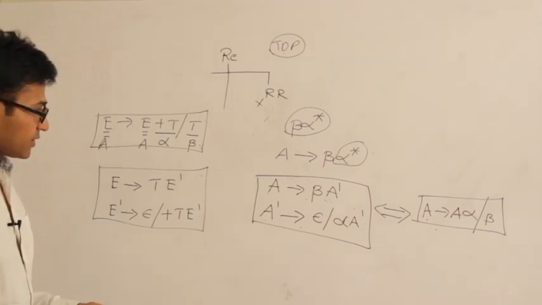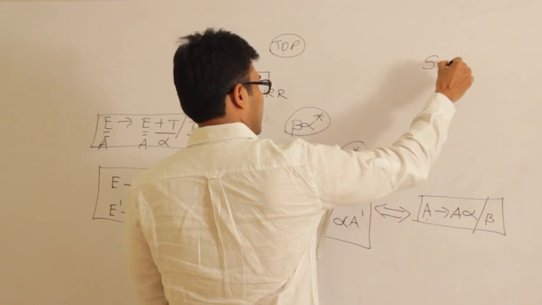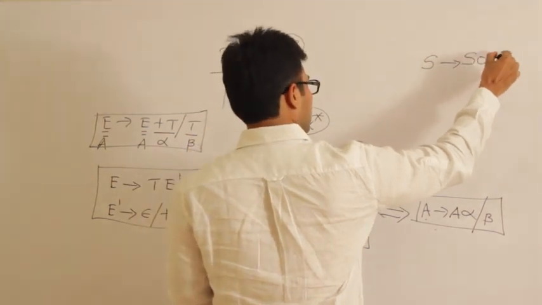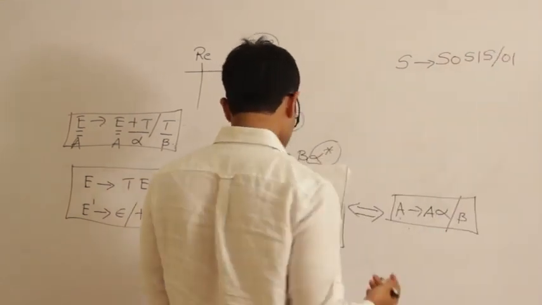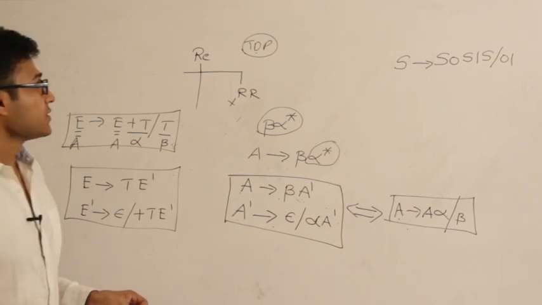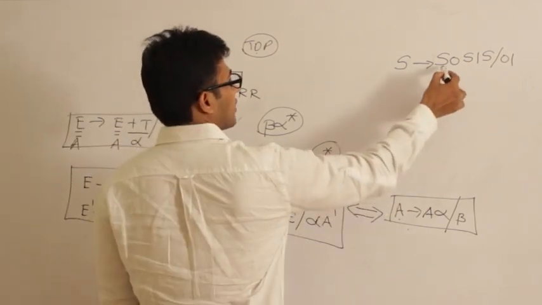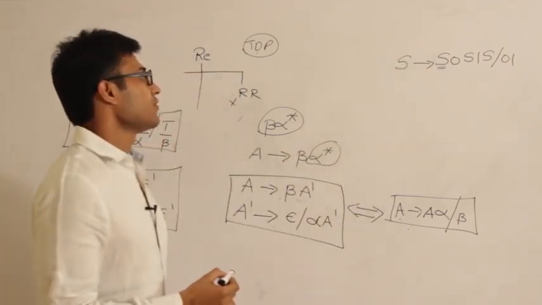Eliminate left recursion from this grammar. Say the grammar is S derives S0S1S or 01. I want to eliminate left recursion from that grammar. How could I eliminate it? Is there left recursion? Yes. What is the left recursion? If the leftmost symbol in the RHS is equal to LHS, then it is called left recursion.